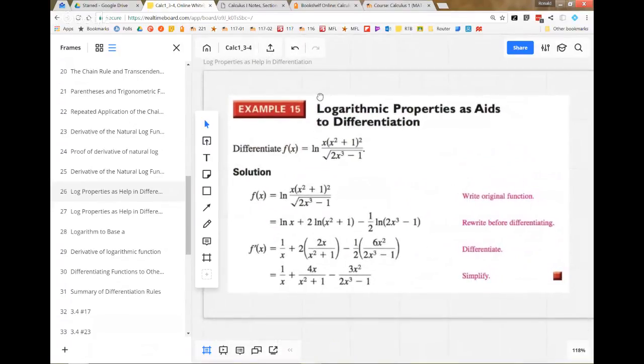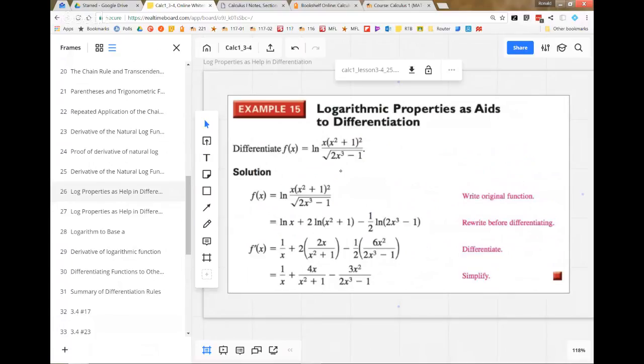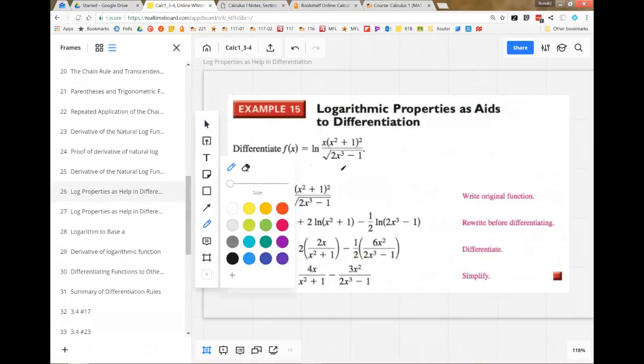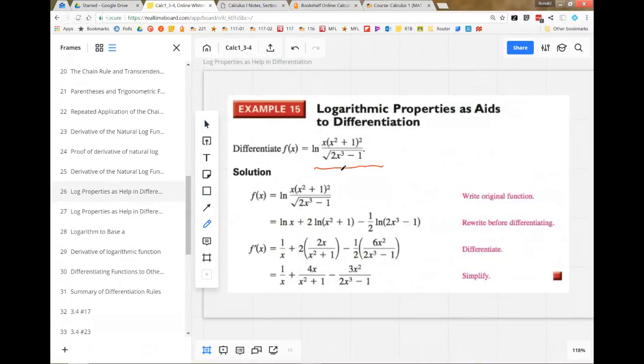Here's another example of using log properties to help you out. So we've got on the top this rather complex thing: take the natural log of x times (x squared plus 1) squared over the square root of 2x cubed minus 1. Okay, well, so first of all, here's the original problem. Now let's use log properties to rewrite this.